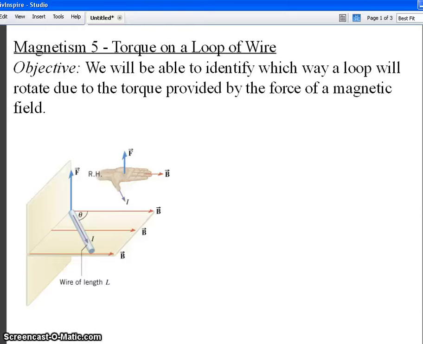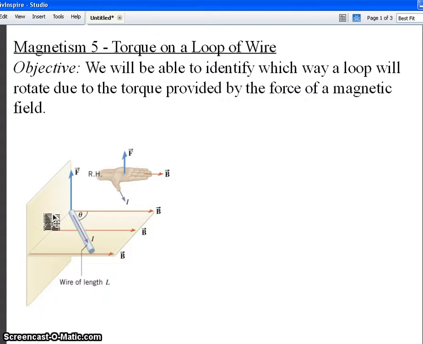Good morning, class, and welcome to this lesson on Magnetism 5, torque on a loop of wire. Today, we will be able to identify which way a loop will rotate due to the torque provided by the force of a magnetic field. Okay? So far we know, this is going to be a review right here.